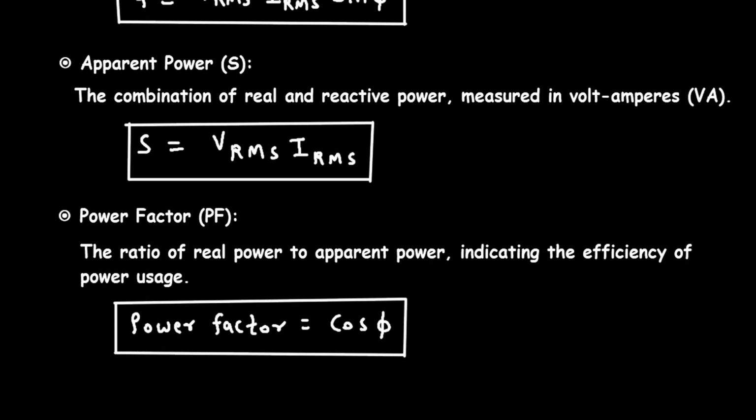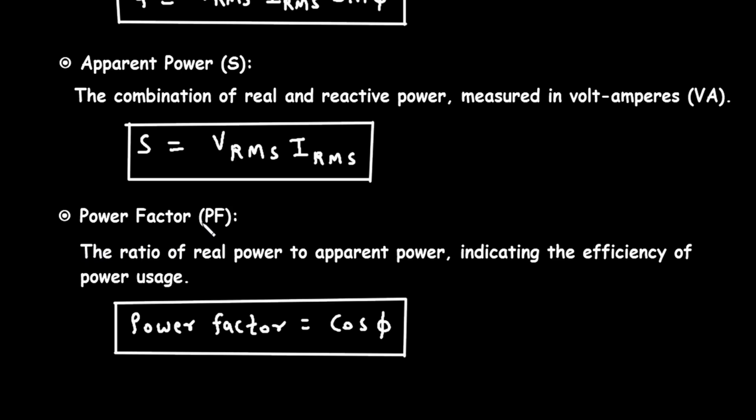Then next is apparent power. Apparent power is represented by capital S. It is the combination of real and reactive power. It is measured in volt ampere, in short VA. Apparent power is represented by capital S and it is equal to Vrms into Irms. So it is the product of Vrms into Irms.